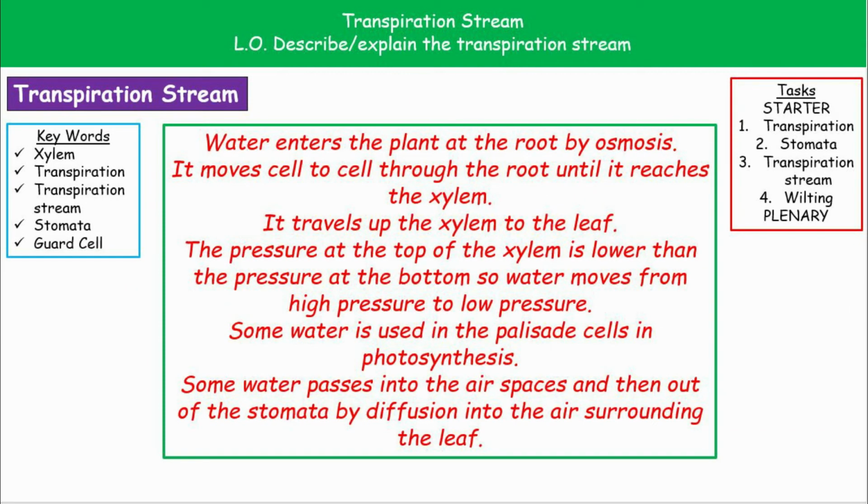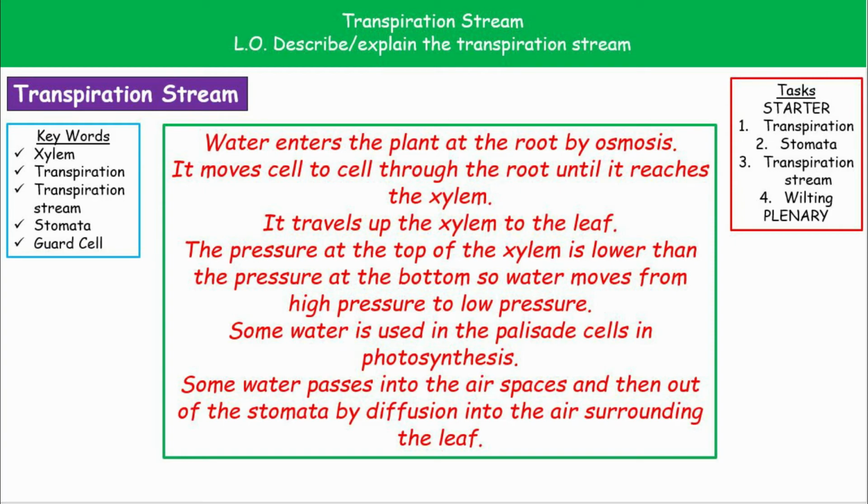Okay, this should be your full explanation then. Any of these points you're missing, obviously get them written in your books. If you have got them, give yourself a tick. So the first part is that water enters the plant at the root by osmosis. It moves cell to cell through the root until it reaches the xylem. It travels up the xylem to the leaf. So I'd hope we got those 3 points first of all.